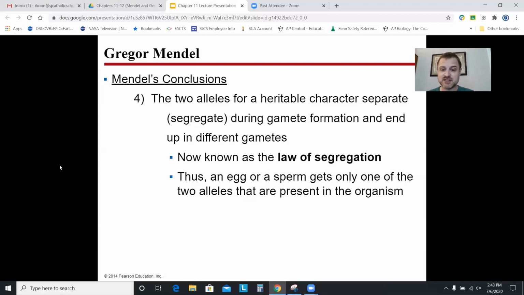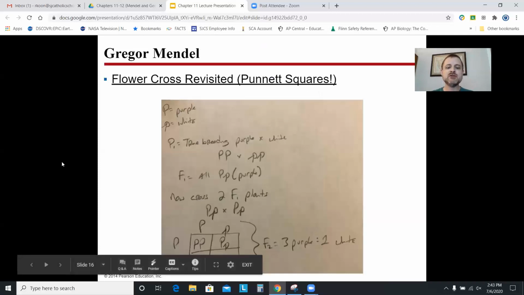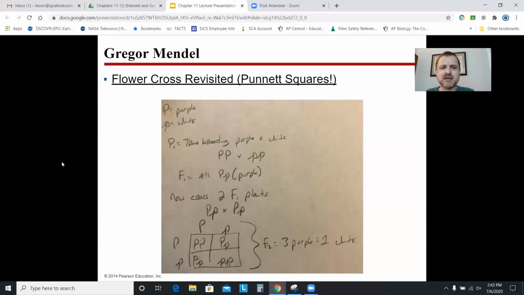All right, this just shows the same cross that he did with the 3-to-1 ratio. What I want to do now, and again, this is not ideal because this is better if I was in front of you, is I want to go through that cross as if it were a Punnett square problem. So we have purple and white.